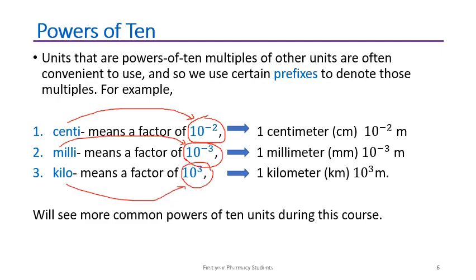So as an example, for length measurement, 1 centimeter is equal to 10 to the negative second of a meter, 1 millimeter is equal to 10 to the negative third of a meter, and 1 kilometer is 10 to the third meters, and so on. In this course, we'll see more common powers of ten measurement units.